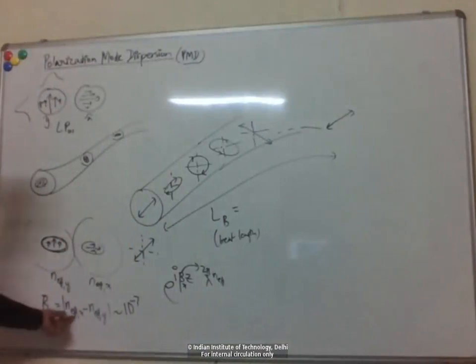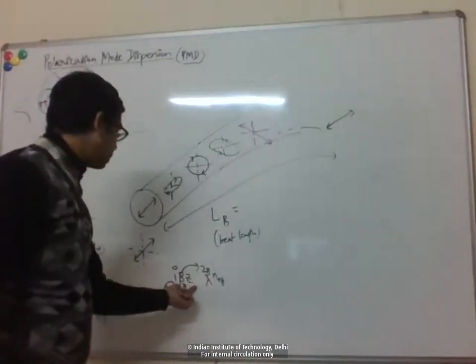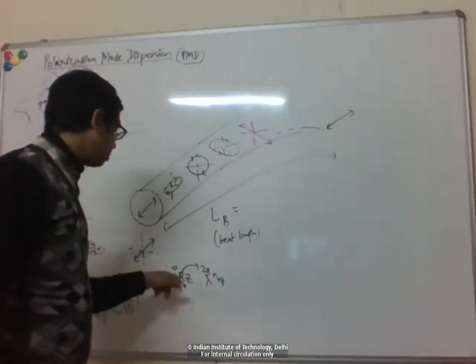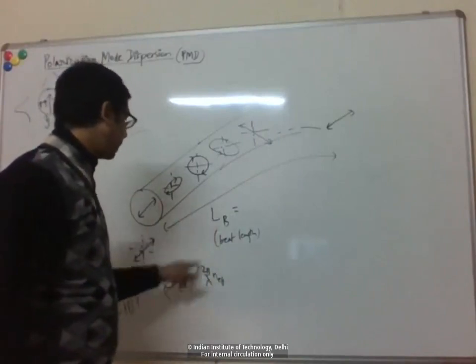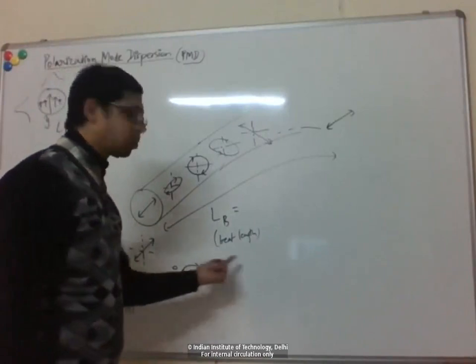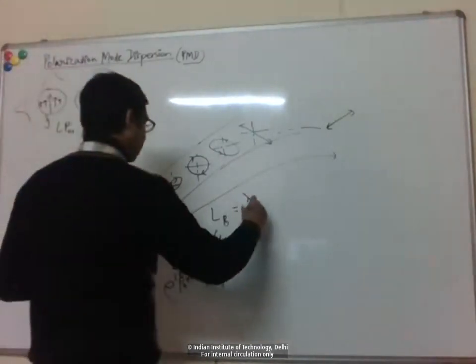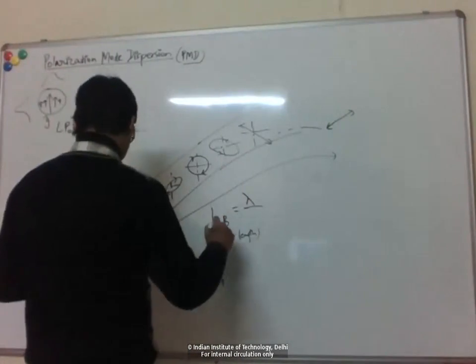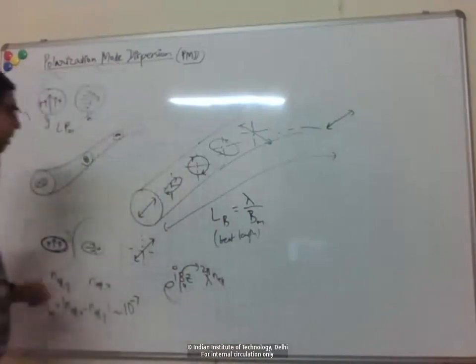You can see birefringence depends on the difference between the effective indices, and the beat length is when this phase difference, delta beta, which is beta x minus beta y, times z, at the beat length when z is LB, is equal to 2 pi, right? So you can see that this beat length is nothing but basically lambda divided by this birefringence parameter.